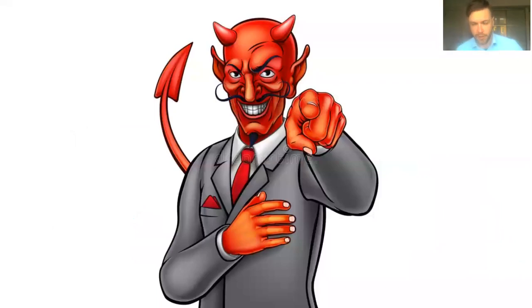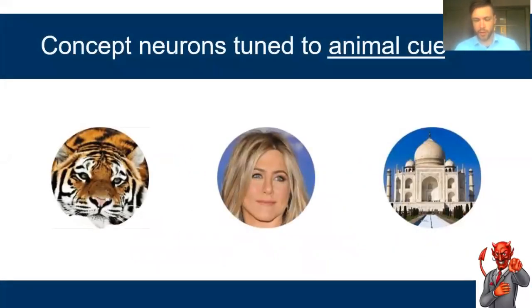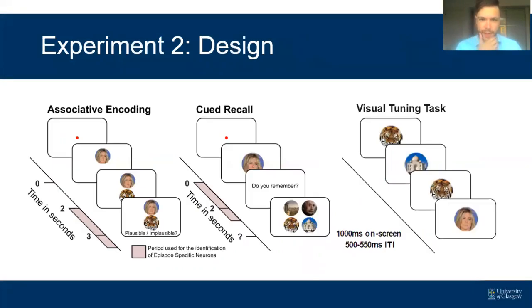Now, you might play devil's advocate and say, what about concept neurons that are tuned to the animal cue? And I would have to agree with you. What if we have episode-specific neurons that are in this case tuned to the tiger, would have the same results potentially? So because of this, we have acquired a new data set, which is largely the same in design when it comes to the memory association tasks, but we add a visual tuning task at the end. In this visual tuning task, we take all of the stimuli that we have previously used in the memory task, and we show it repeatedly without any memory task. This is an approach that has been used traditionally to identify concept neurons.